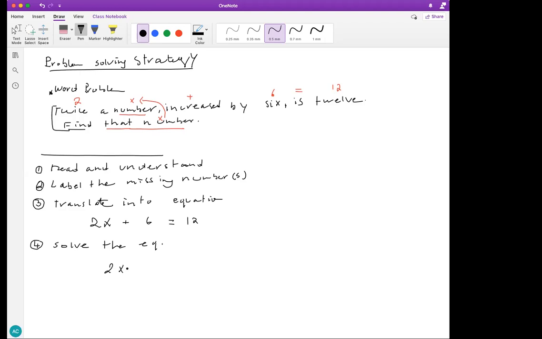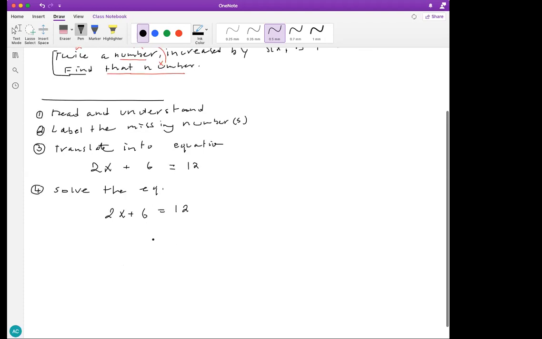So what's the first step in solving this first degree equation? What do you do first? So we want to isolate the x. Okay, we want to find the value of x. We want to isolate it. So what is the first step in solving this equation? 2x plus 6 equals 12. You want to solve this for x. What do you do first?